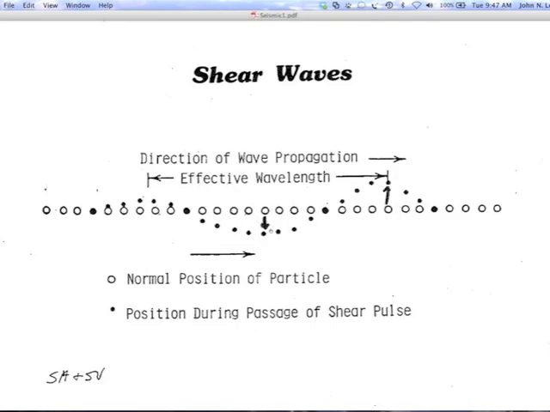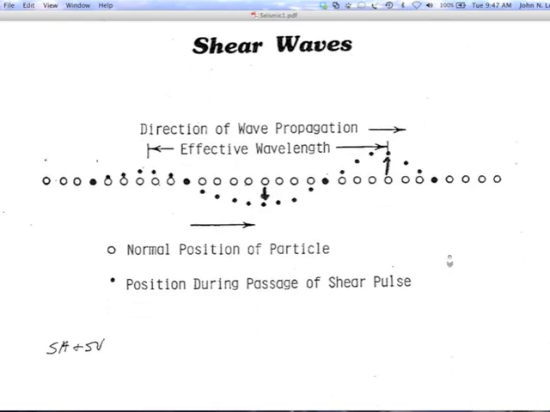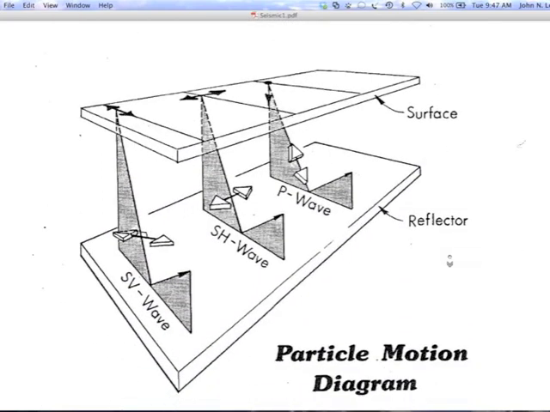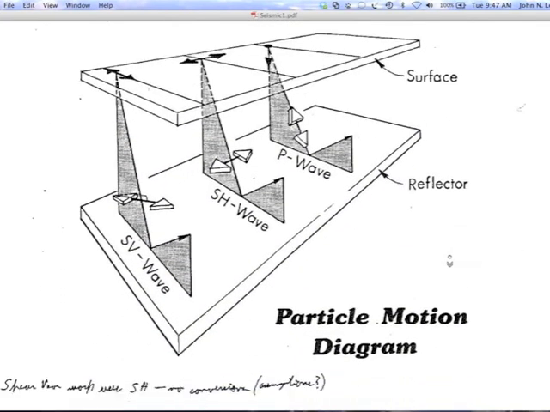The displacement is the critical thing here. For shear waves, the displacement of the particle, the direction of shaking, is perpendicular, normal to the direction of wave propagation. That's what really defines a shear wave. And it can be normal in two different ways to the direction of propagation.